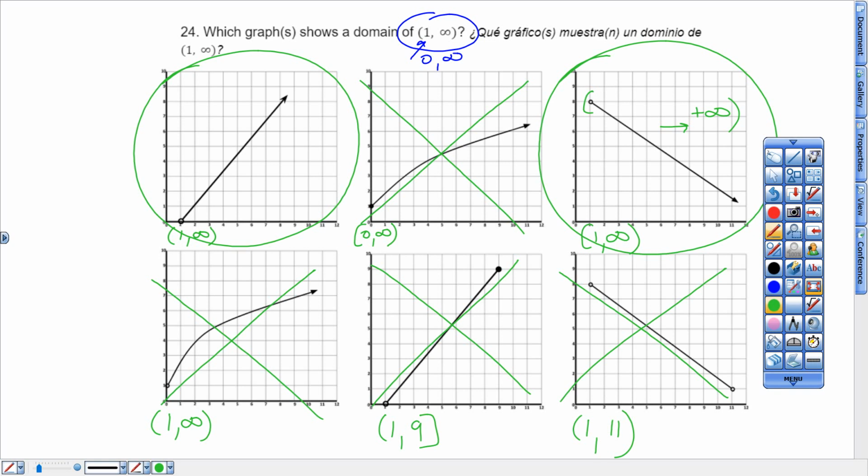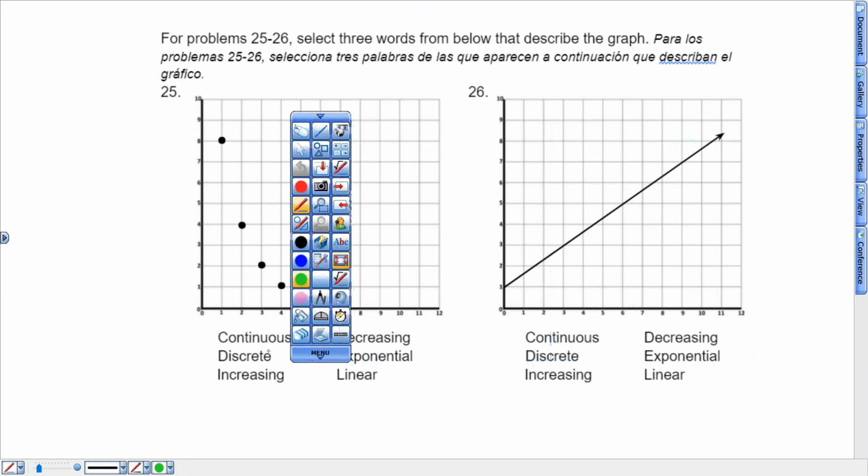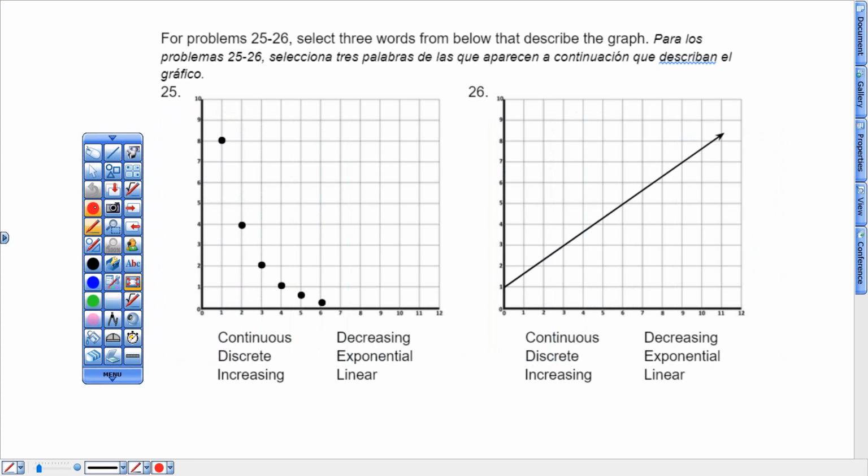All right, this one. Looking at words that describe this. So these are dots. So that means it would not be continuous. It would be discrete. This is going downhill. So it would not be increasing, it would be decreasing. And it is curved, so that makes this exponential.